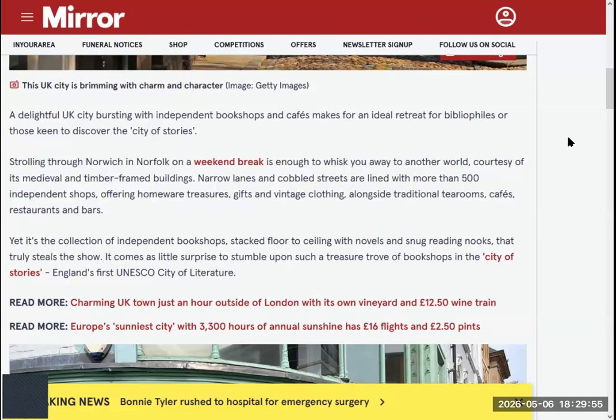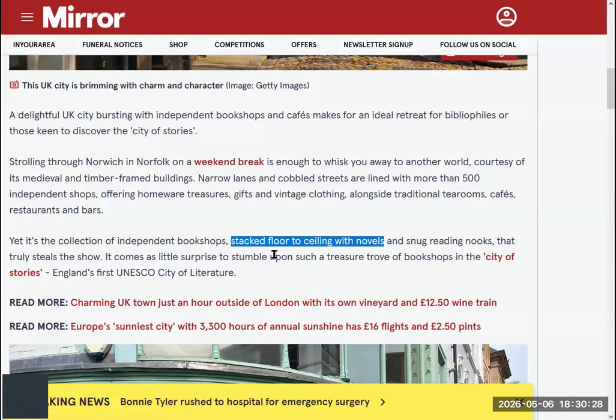And I think the last one is book stock stacked floor to ceiling with novels and snug reading nooks. So stacked floor to ceiling with novels and snug reading nooks. This bit is talking about the books themselves. They have loads of books going up to the ceiling.